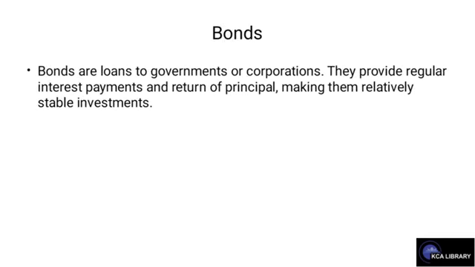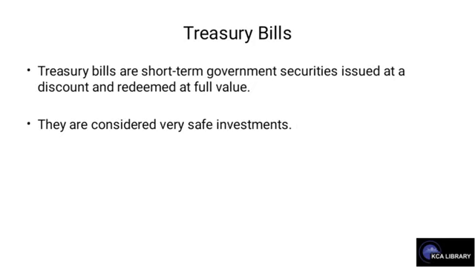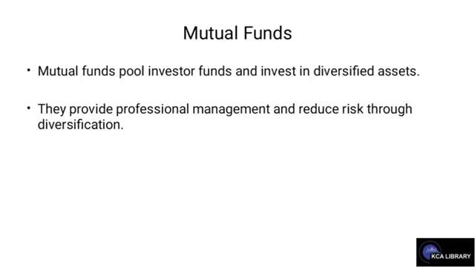Let's look at bonds. What are bonds? Bonds are loans to governments or corporations. They provide regular interest payments and return of principal, making them relatively stable investments compared to shares. Let's look at treasury bills. What are treasury bills? Treasury bills are short-term government securities issued at a discount and redeemed at full value. They are considered a very safe investment.